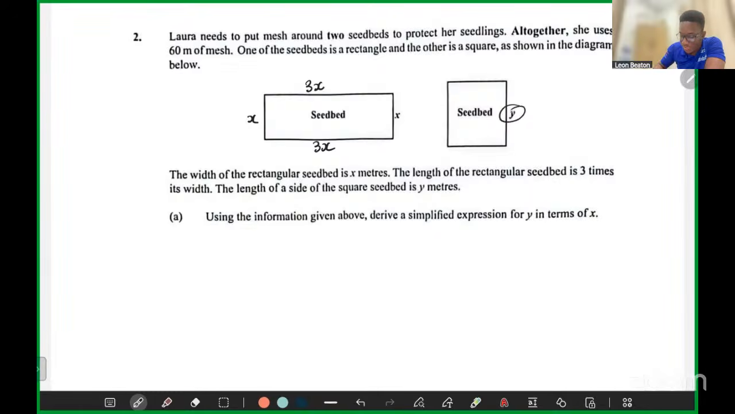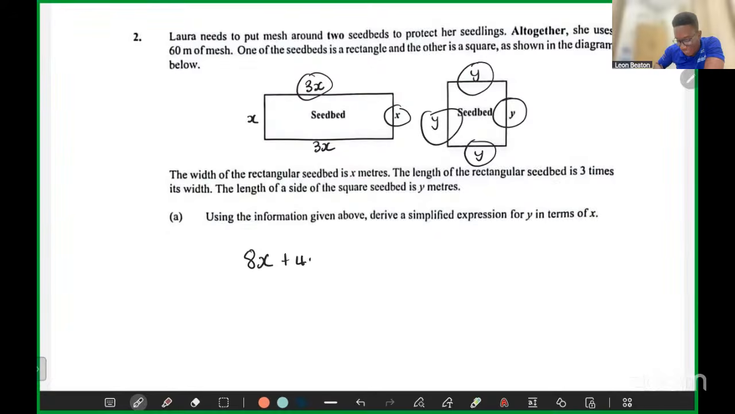And since this is a square, we know this is y, this is y, this is y, and this is y. So we need to come up with an expression for the perimeter here. The perimeter for the rectangle would be 3x plus x is 4x, 4x plus 3x is 7x, 7x plus x would be 8x. And then for the square, it would just be y plus y plus y plus y, which would be 4y. So this is the perimeter for the rectangle, and this is the perimeter for the square.